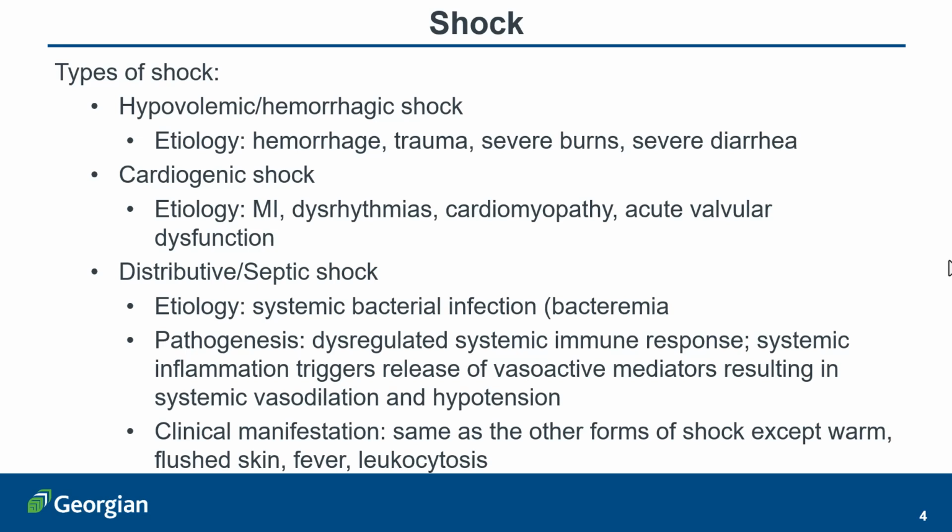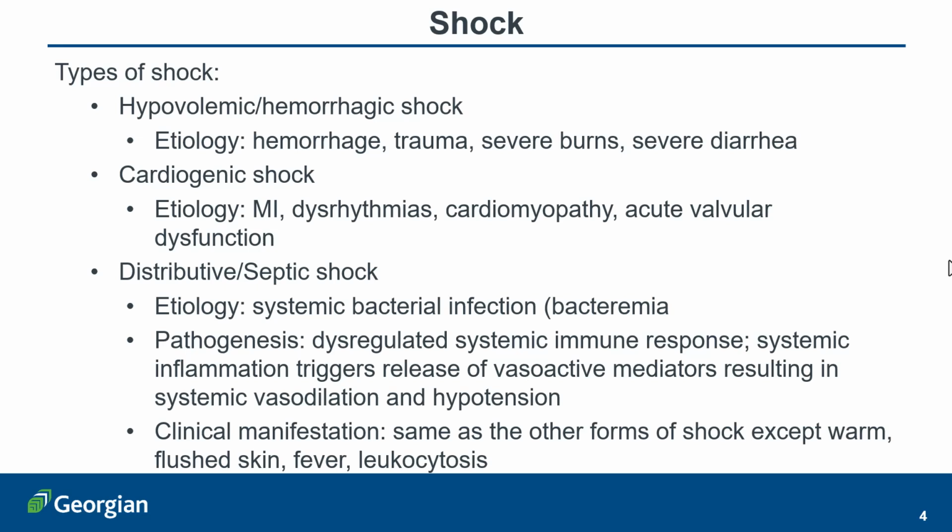Why does total peripheral resistance decrease? That's because of the systemic release of all these vasoactive inflammatory mediators as a consequence of a systemic bacterial infection or bacteremia. The clinical manifestations of all these types of shock are, as we described previously, the same, except in the case of distributive or septic shock. Instead of cold, mottled skin, the nurse would assess skin that is warm and flushed. That's because you have the systemic vasodilation.